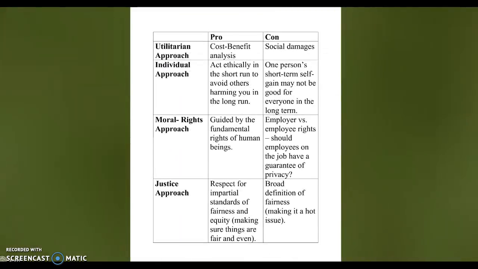So here is a great pro-con type thing. Right, the positive side of each approach is on one side, and then the negative side, or con, is down here on the other. So let's look at the first one, the utilitarian approach. The pro, or the positive, is it weighs the cost benefit of whatever decision you are making. What's the cost of making this decision relative to the benefit or the outcome of it, right? And if the benefit outweighs the cost, that's the route you're going to take, okay?